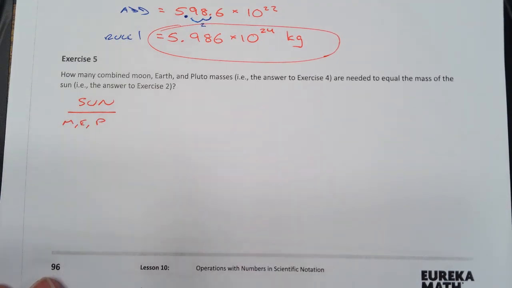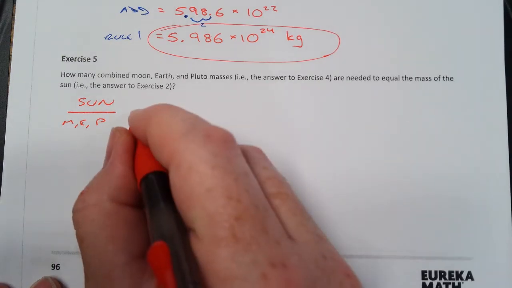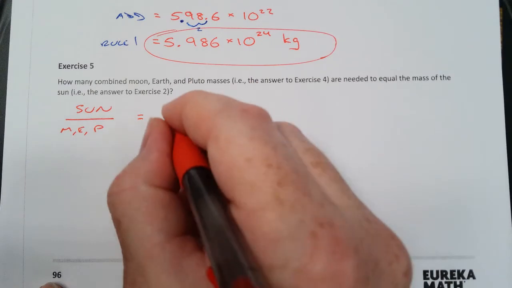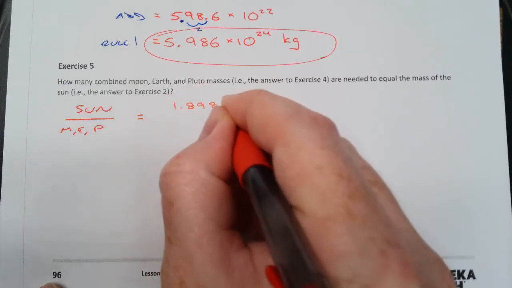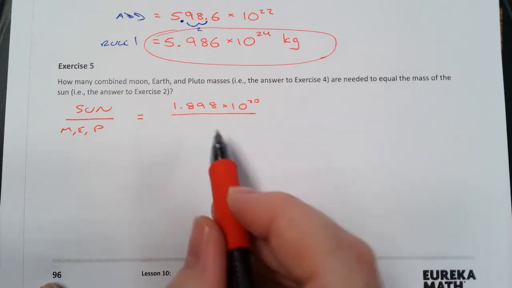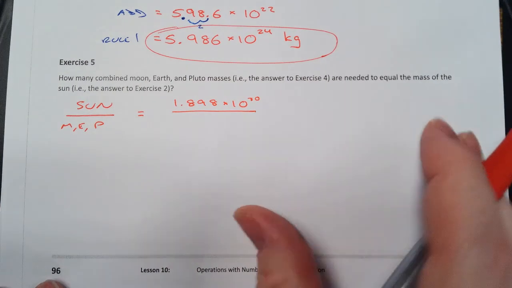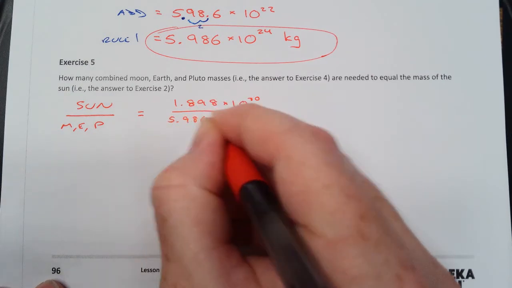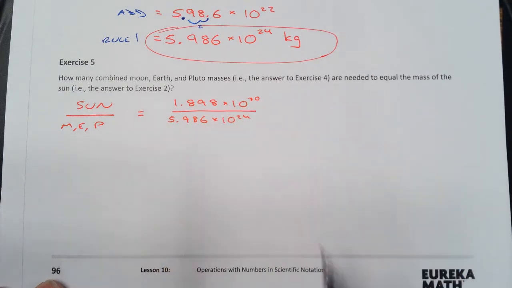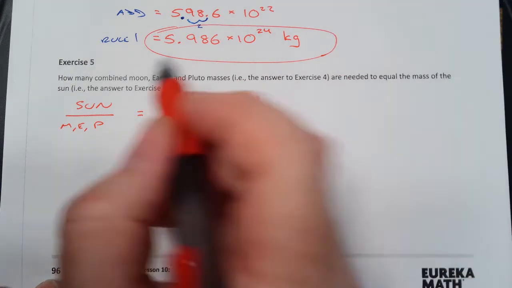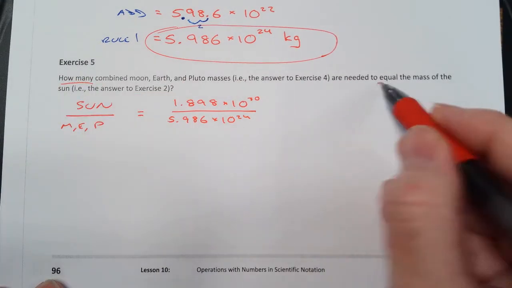Which, if you look, it's a division problem. So I look at my answer to exercise 2, which is 1.898 times 10 to the 30th, that is the mass of the Sun, divided by the mass of the Moon, the Earth, and Pluto, which is 5.986 times 10 to the 24th. How many of these fit inside of these? How many equal the mass of?